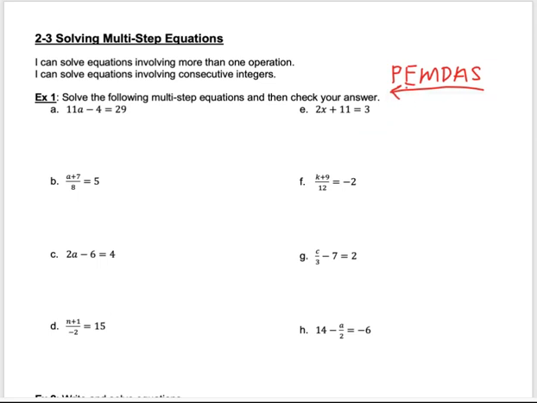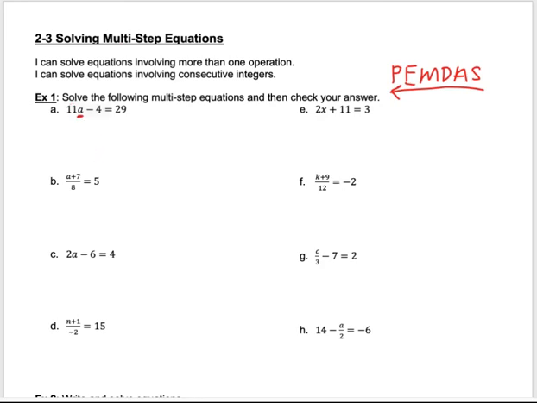Now when I think about the order of operations and working them backwards, I'm thinking about my variable. So whatever my variable is, I'm thinking what is attached to these variables. Then I'm thinking addition, subtraction, multiplication, and division, and then exponents and parentheses. I'm working that backwards. So let's look at this first problem. I see I have 11a minus 4 equals 29. So my variable is a. I want to get a by itself.